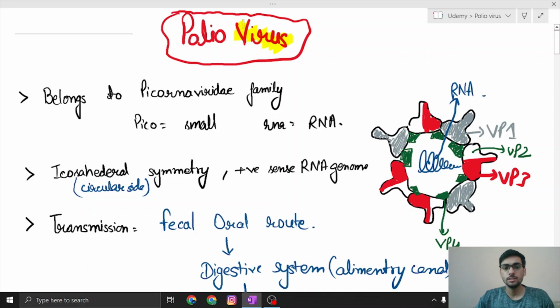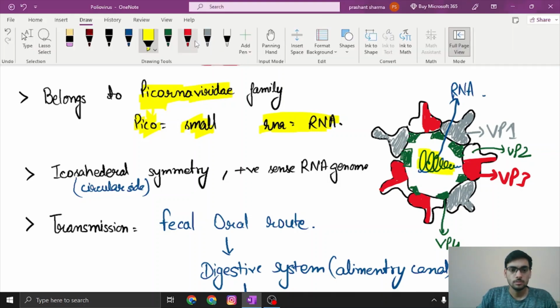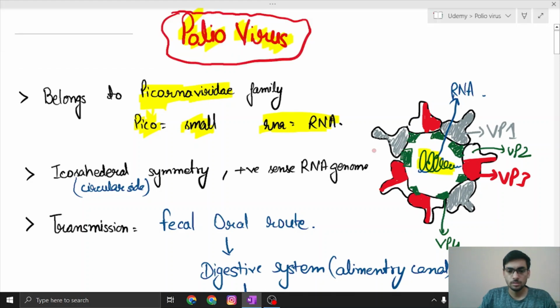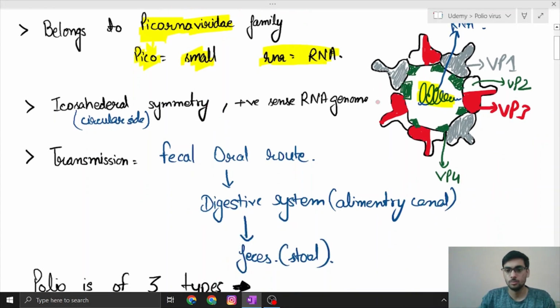In this class we are going to learn about polio virus. Okay. So this polio virus basically belongs to the Picornavirus family, and if you try to translate these words, pico means small and RNA here refers simply to RNA, which is its genome. Okay. So this poliovirus is basically icosahedral in shape. Okay, but it looks circular from the outside.